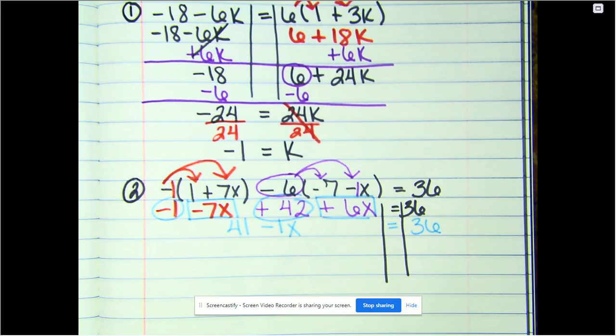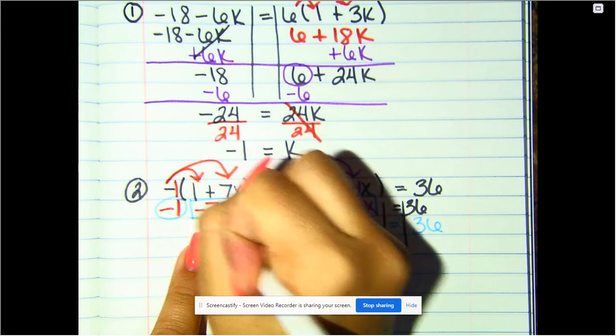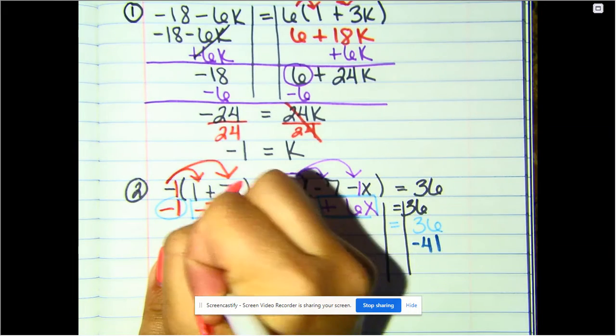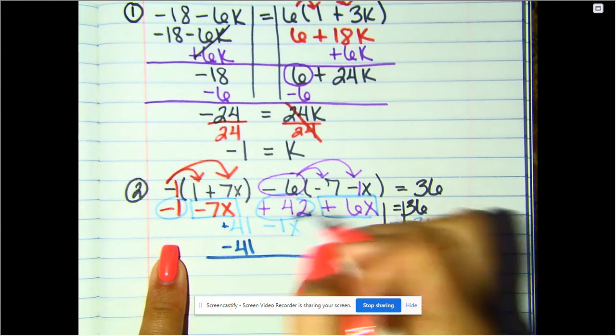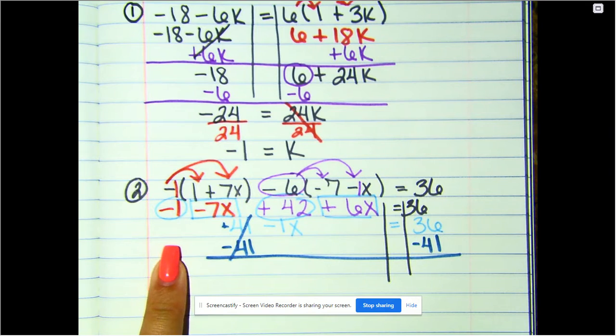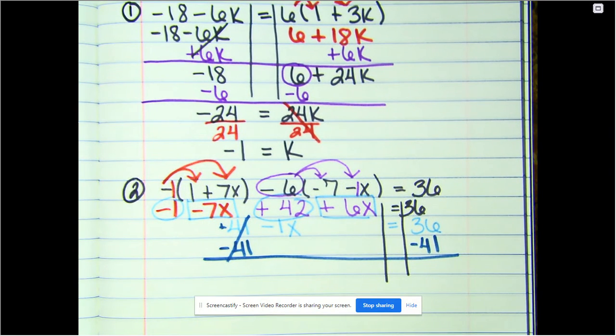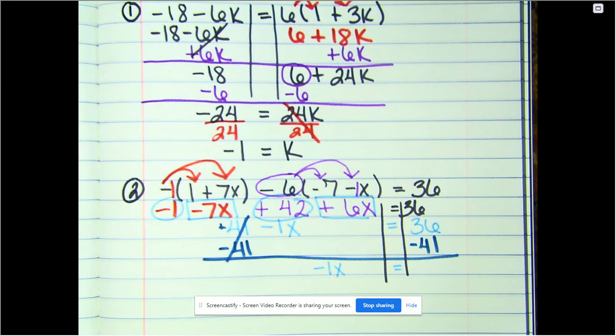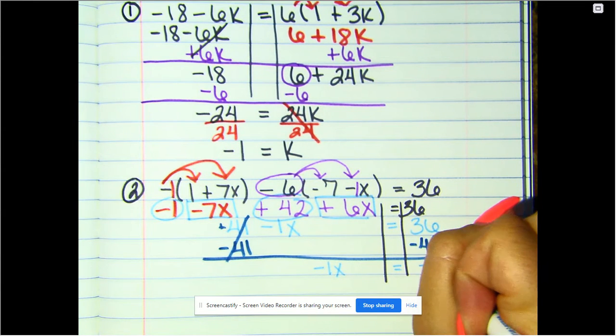To do so, it's a positive 41, so we're going to subtract 41 on each side. 41 minus 41 cancels, so I am left with -1x. And then we need to do 36 minus 41, which is -5.